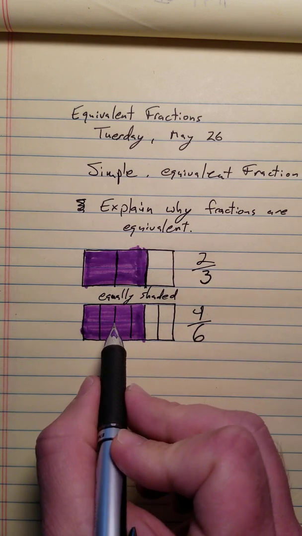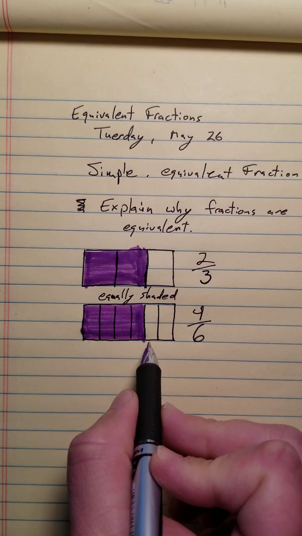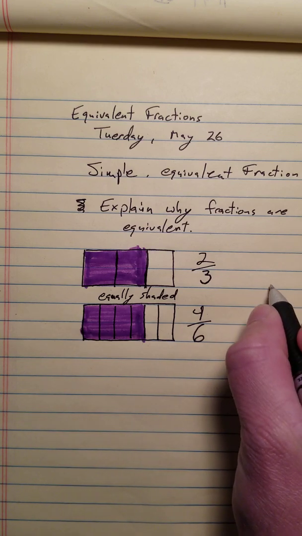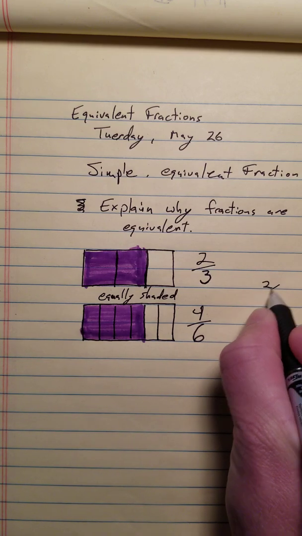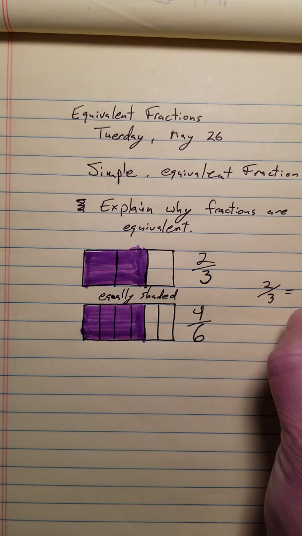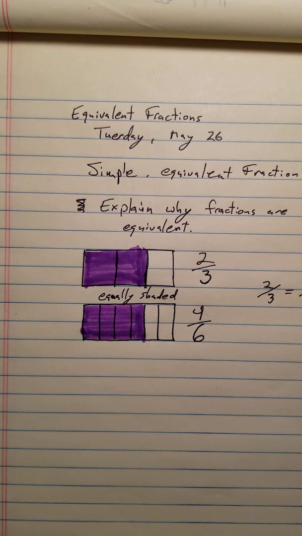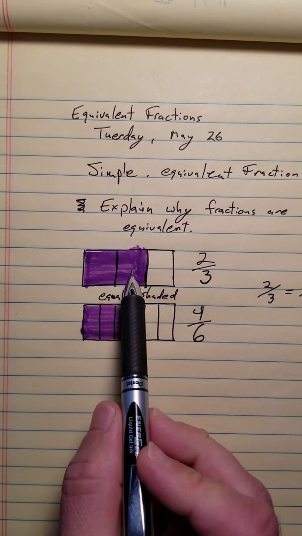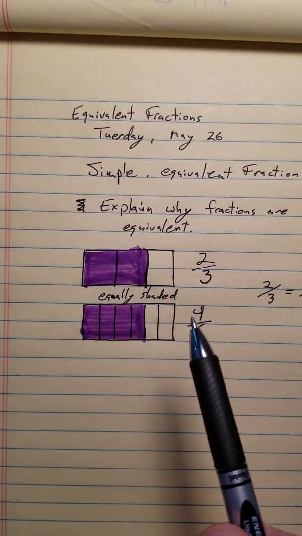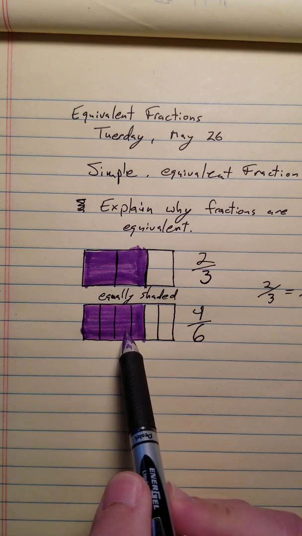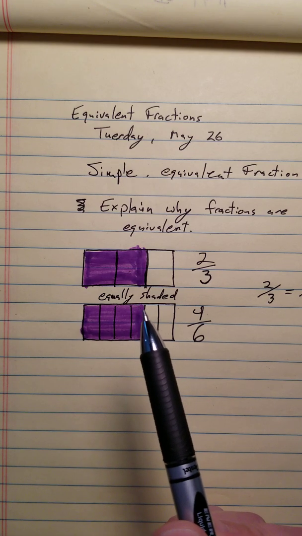However, because it's the same size and the same amount is shaded, we can say that 2/3 equals 4/6. So if you eat 2/3 of this one, you're eating the same amount as if you had eaten 4/6 of this one.